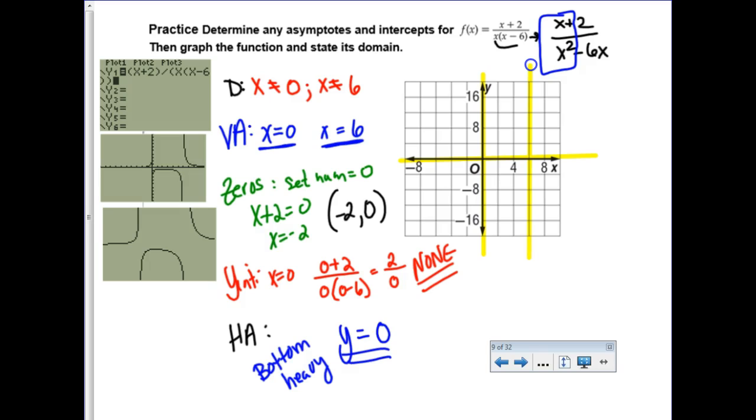Okay, we did find a couple more things, guys. You found that there was an x-intercept at (-2, 0). So right here, it's going to cross the x-axis. And then we also found that there were no y-intercepts, so I'm not going to be able to graph a y-intercept because I don't have one. And this is where I would stop thinking and I'd grab my calculator.